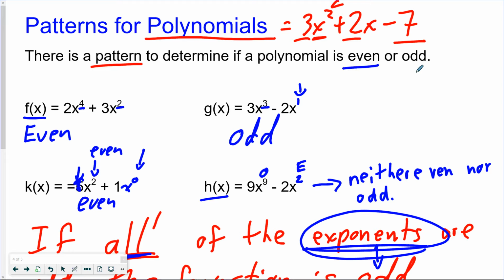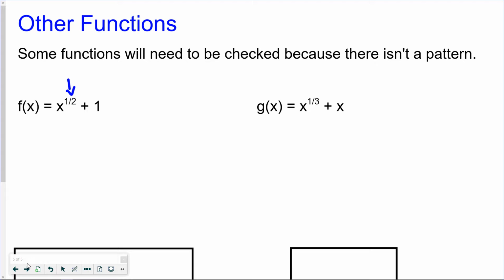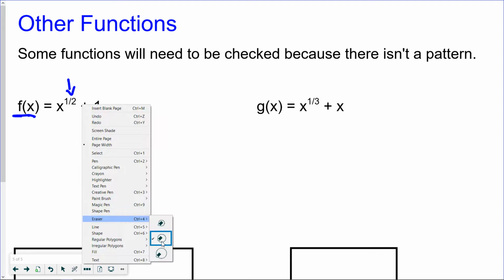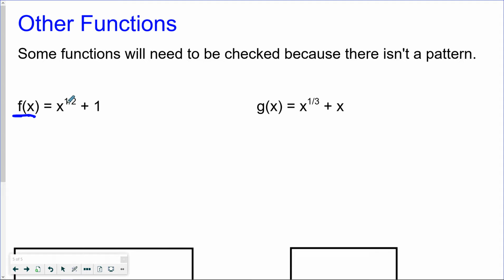When you have weird functions that aren't polynomials, you do need to just plug stuff in and check. So let's go ahead and just pick a nice easy number. If it's going to be even, we expect if I plug in a positive and a negative, we'll get the same number. If it's odd, we'll expect same number, opposite sign. Okay, so let's look at f of x here. We have x to the 1/2 power plus 1. A 1/2 power, in case you forgot from last year, is the same thing as a square root. So we could rewrite this as the square root of x plus 1, and make sure that plus 1 is outside the square root. It's important.